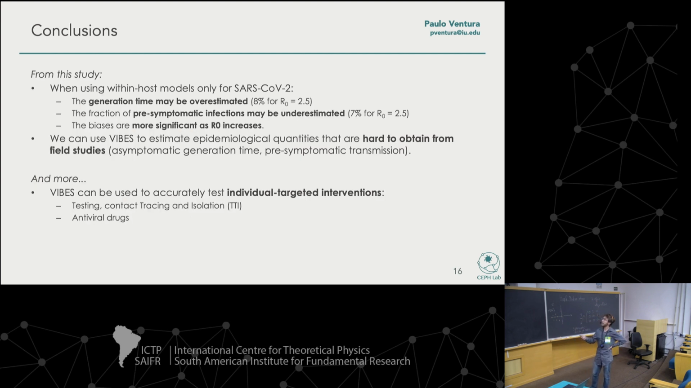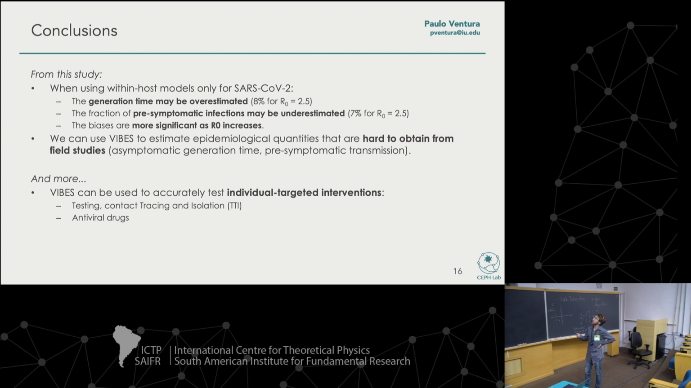So with that, I have the conclusions. For the study that I presented here, we conclude that there might be significant biases from using a within-host model for estimating those quantities. People do it, the estimates are good, but there is some bias to consider, and we are showing exactly these numbers using our multi-scale model, okay? And also, importantly, this bias increases as the virus becomes more infectious, which was also the case for SARS-CoV-2.